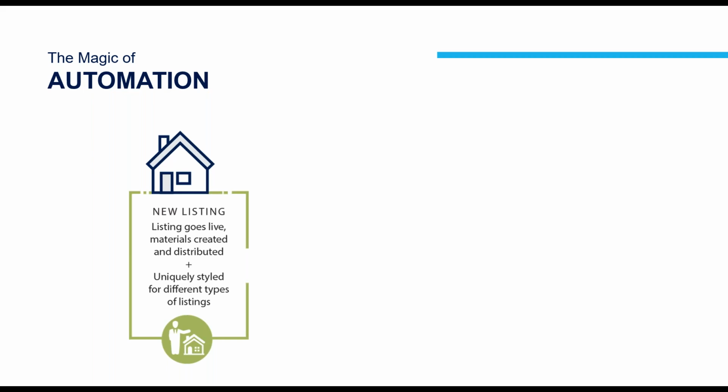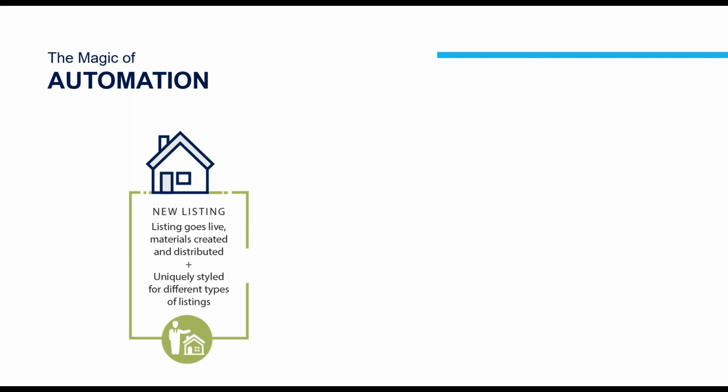So we'll know from the MLS when you have a new listing. You'll then receive an email from us that has all of these really great, uniquely styled elements. It's this marketing packet. And then you can choose which elements you're actually wanting to use for that specific listing.